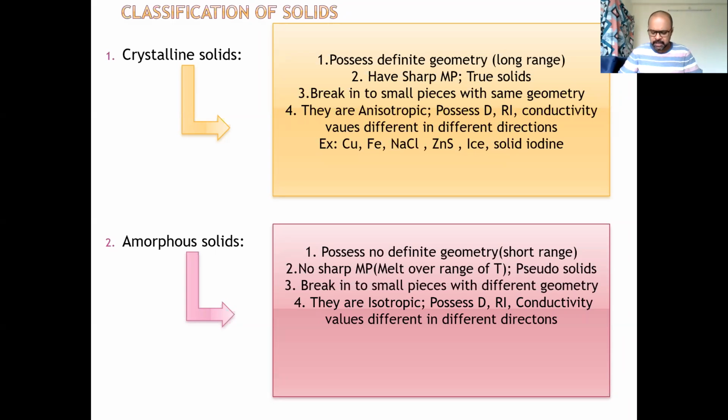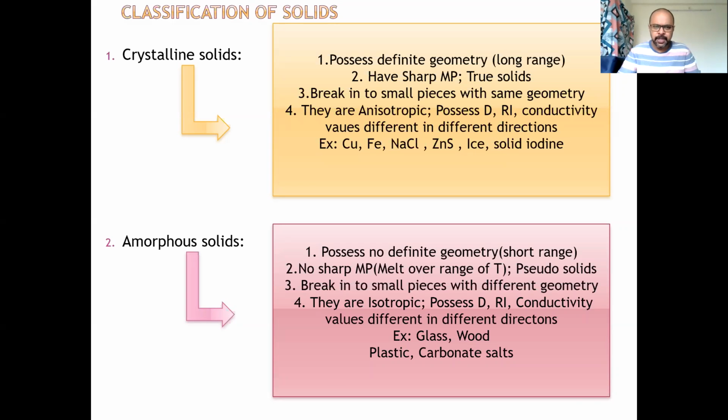What do you mean by that? The physical properties such as density, refractive index, and conductivity measurements will all be the same in all directions. So it doesn't depend on the direction of measurement. That's the meaning of it. Some examples: glass, wood, plastic, and especially carbonate salts. Most of the salts are examples of crystalline, and some of the carbonate and bicarbonate salts are amorphous.